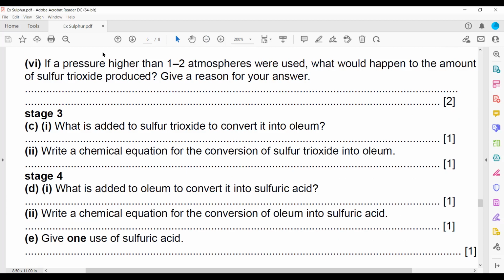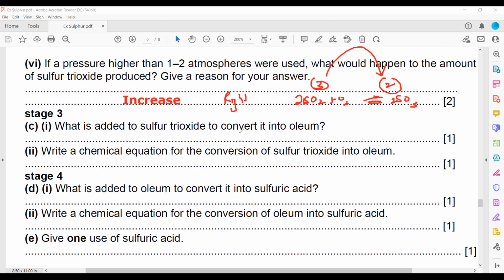Why will it increase? Because the equilibrium, or the balance, shifts towards the right hand side. Why does the equilibrium shift towards the right hand side? As you have two molecules of sulfur dioxide mixed with oxygen to give sulfur trioxide. Whenever we increase the pressure, equilibrium shifts towards the side where the number of particles is less. That's why it will shift towards the right hand side.